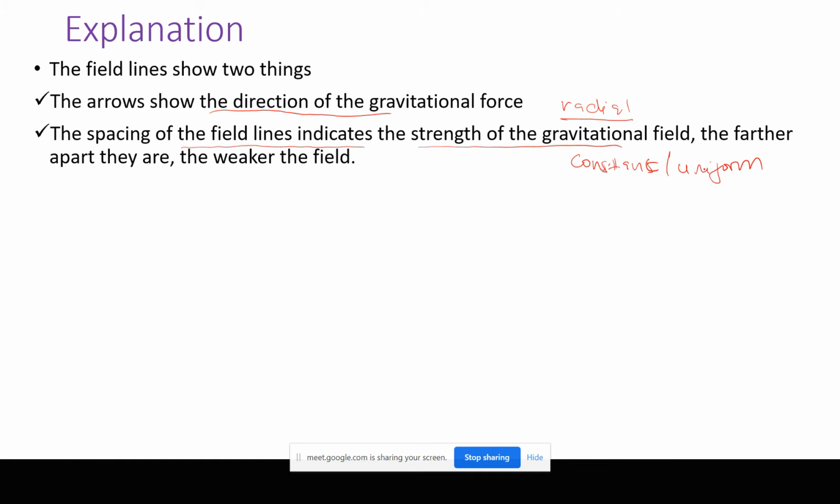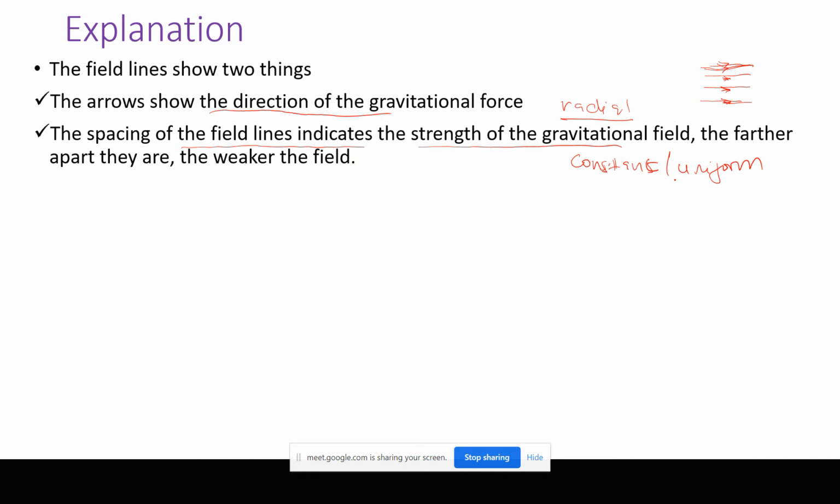In IGCSE, we represented the uniform electric field with parallel lines, those who remember. Parallel lines indicate a uniform electric field. We did the same in electromagnetic induction, those who remember. So when the field lines are parallel, it means the field is constant. The strength of the field is constant, or uniform everywhere.